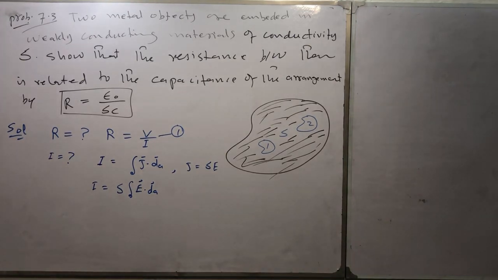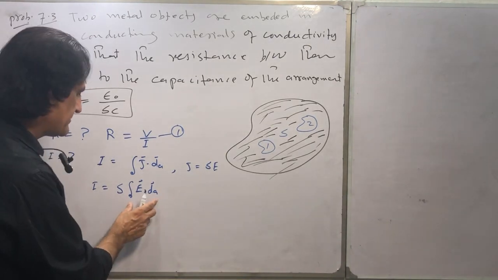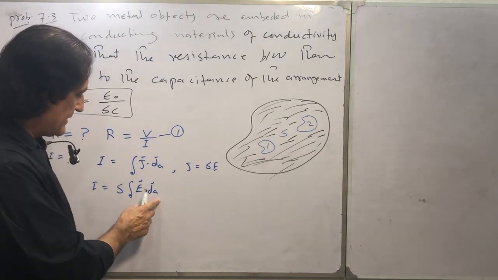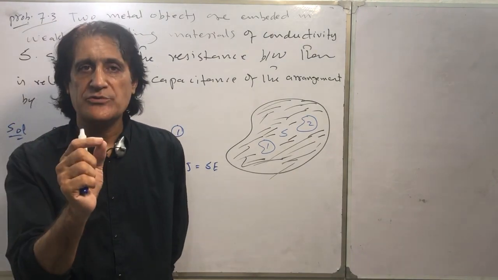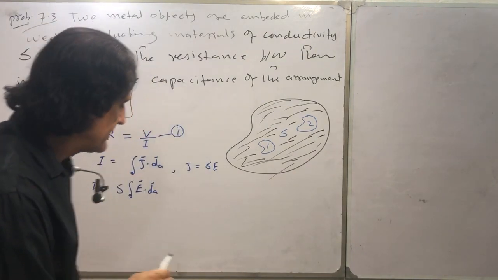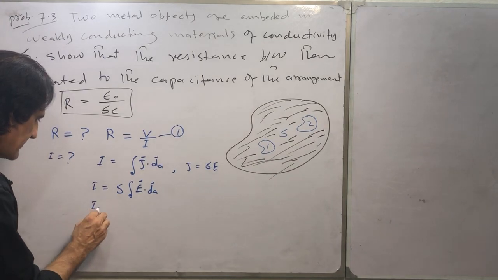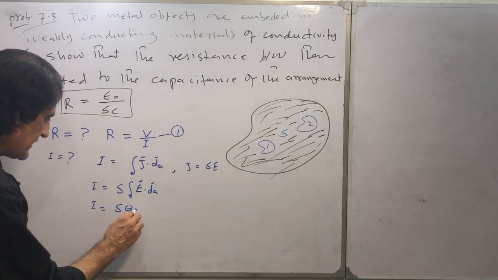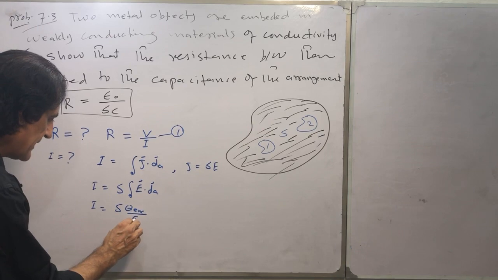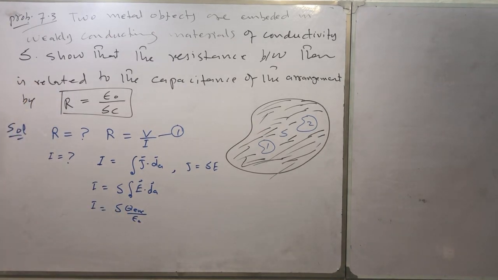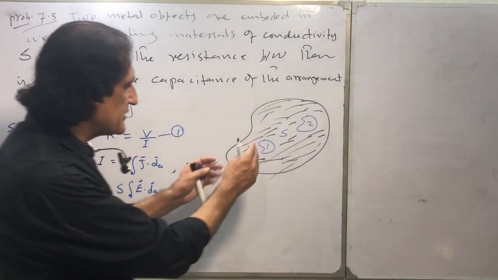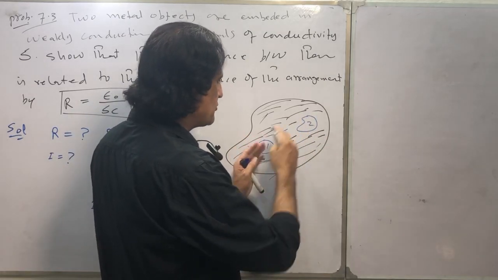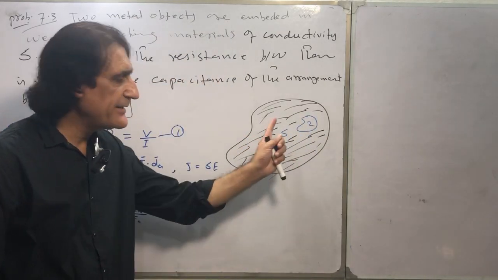And what is E·dA from Gauss's law? This is nothing but Q enclosed divided by epsilon naught. Then I is equal to sigma Q enclosed divided by epsilon naught. And what is Q enclosed? What is the charge between these two bodies 1 and 2?